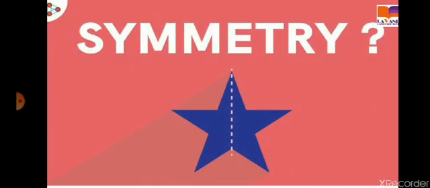The second lesson is called symmetry. What's the meaning of symmetry? Symmetry is to divide the shape into two congruent shapes. The line that divides the shape into two same parts is called symmetry.